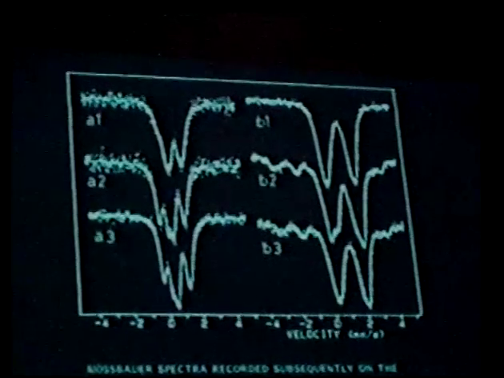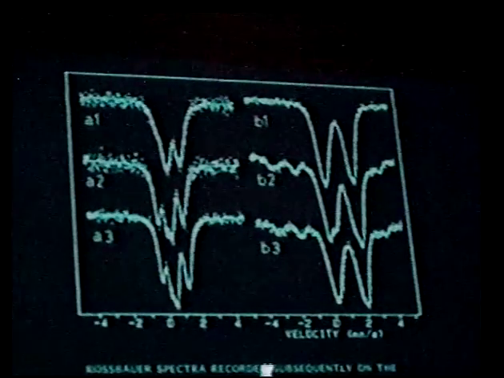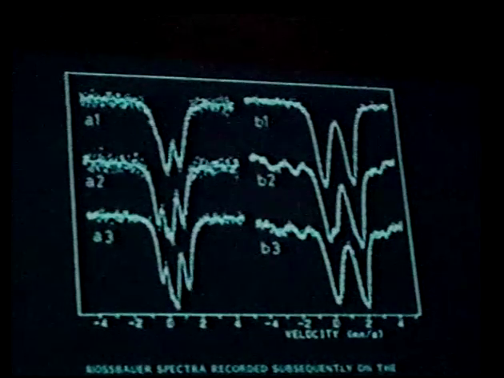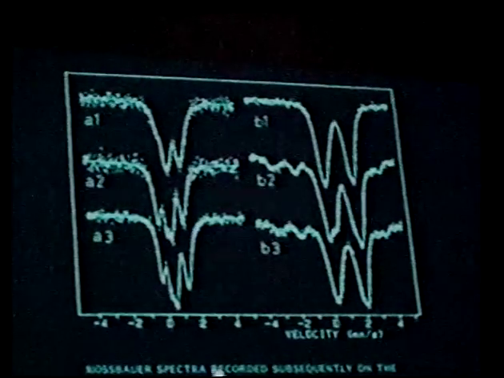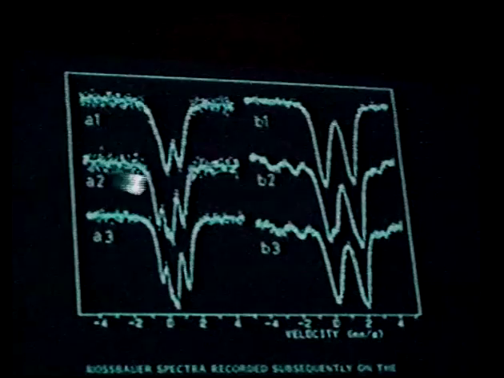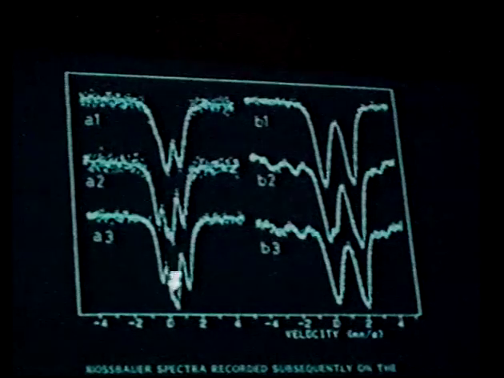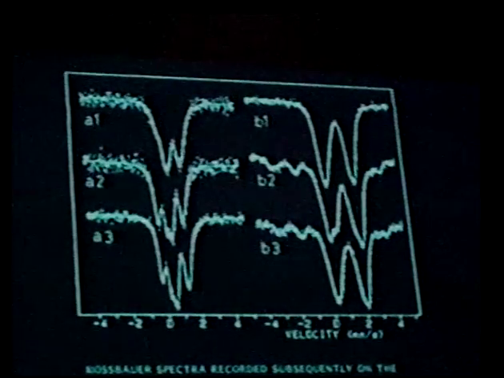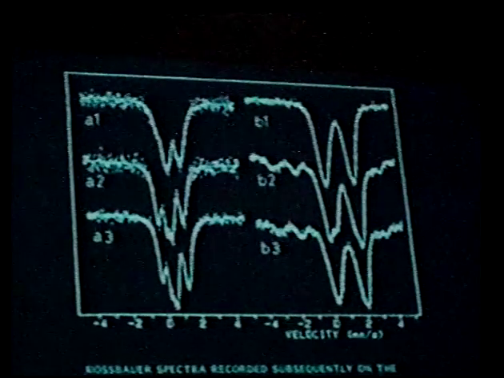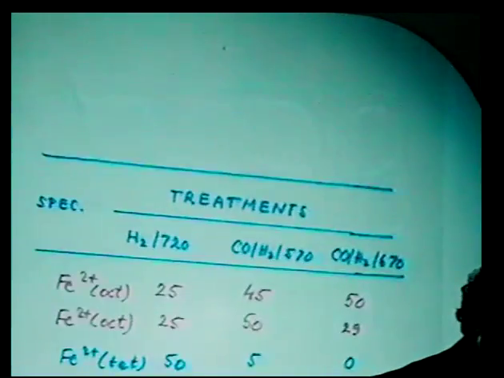You can see the following spectra. This A indicates after 300 degrees C treatment in CO plus hydrogen. And at high temperature, the second spectra you can see here. And after evacuation, you can see the third spectra here. The assignment of the different species and relative intensity, what we calculated, is shown here.